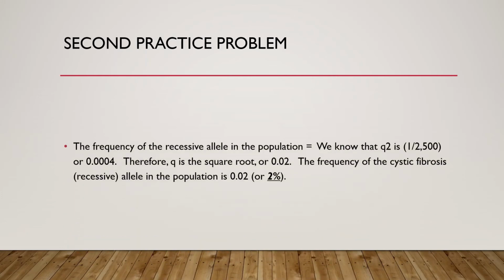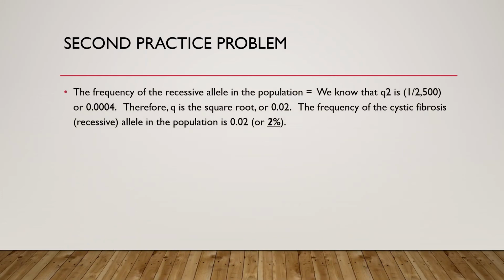Okay, working through this problem. They give us that the frequency of the recessive allele in the population is 1 in 2,500, or 0.0004. Do the square root of that, and you get 0.02 as the frequency of that recessive allele, which is the same thing as 2%.